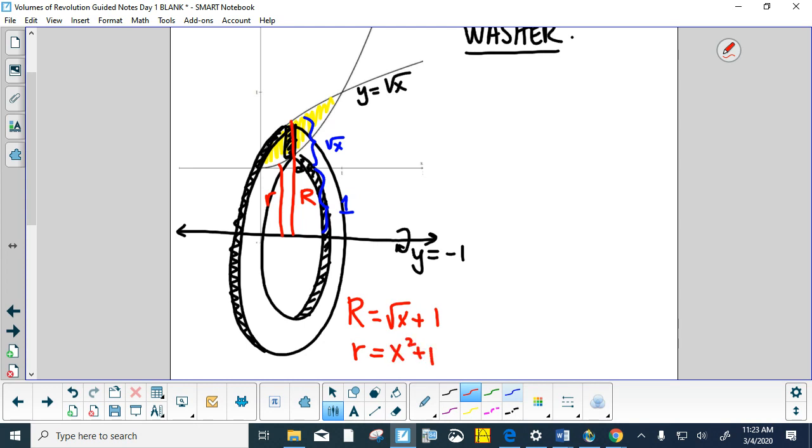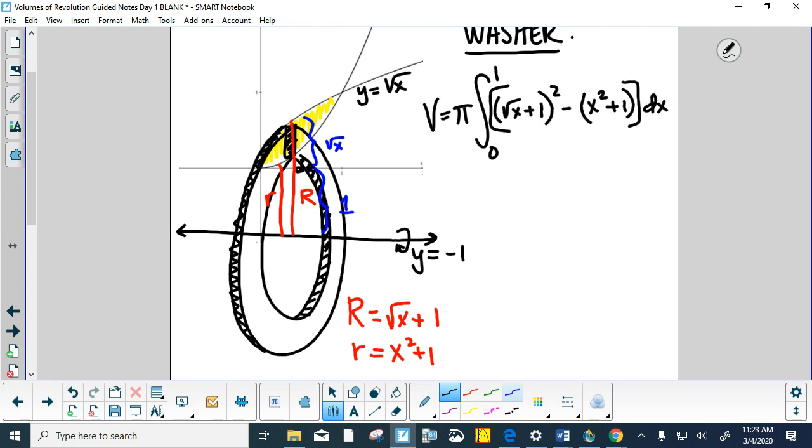So the formula is just big R squared minus little r squared with a pi in front of it. So it's going to be volume equals pi times the integral from 0 to 1 of big R, which is root x plus 1 quantity squared minus little r squared, which is x squared plus 1, all times dx. Now the only way to integrate this, sadly, is to multiply it all out. Since I'm running out of time, I'm not going to multiply it out, but I know that we could do that, and we can integrate that another time. So it's more important that I set it up.